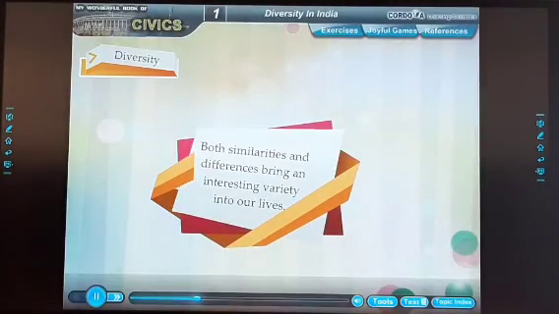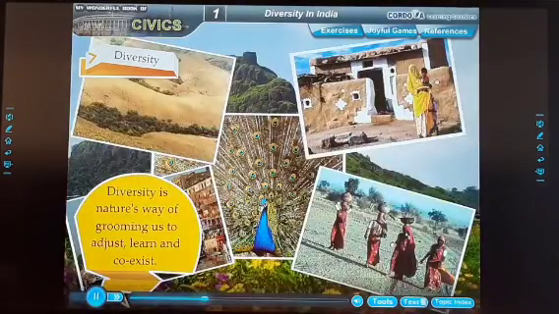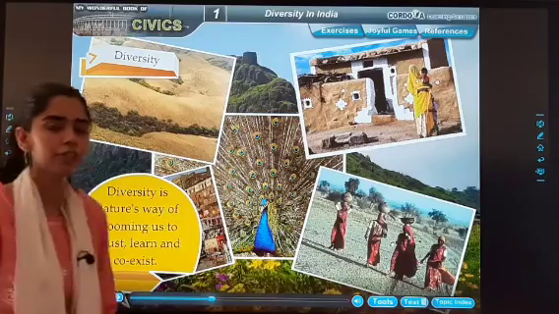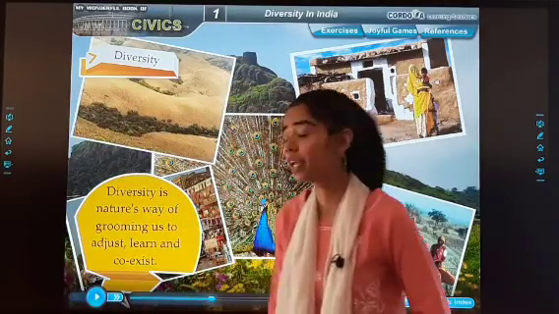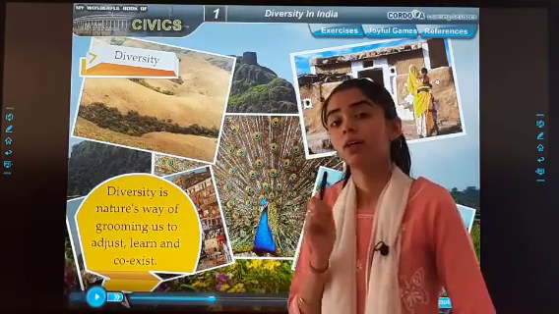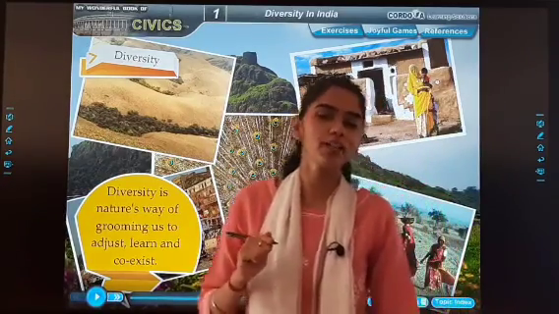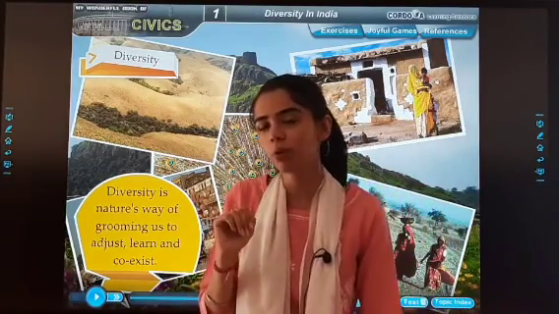Both similarities and differences bring an interesting variety into our lives. Diversity is nature's way of grooming us to adjust, learn, and coexist. Definitely, it's because of the nature that we are diverse. And why has God made us, all of us, different from each other?